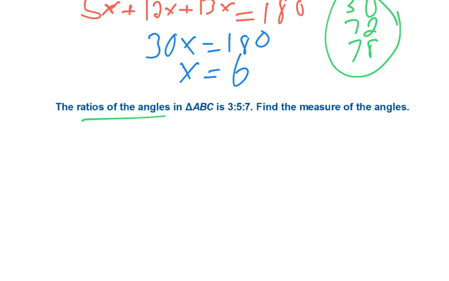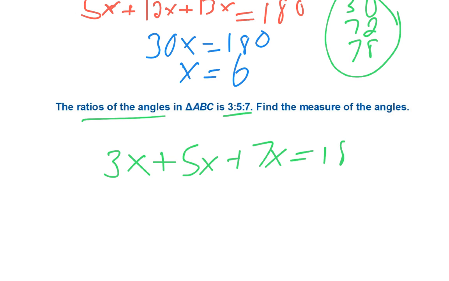The ratio of the angles in triangle ABC is 3, 5, 7. So how am I going to set this one up? That's right. 3x plus 5x plus 7x equals how many degrees in a triangle? Put it down here. 3 plus 5 plus 7? 15. Ask yourself your math. That's true.